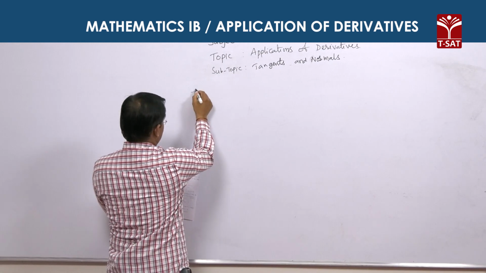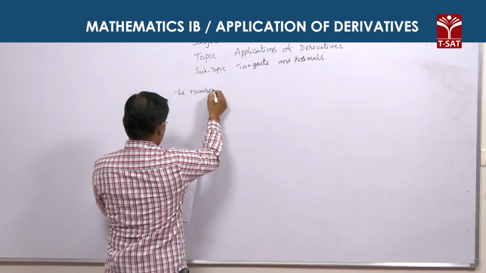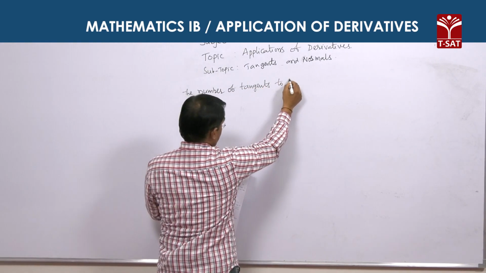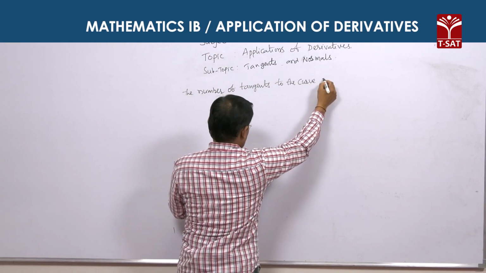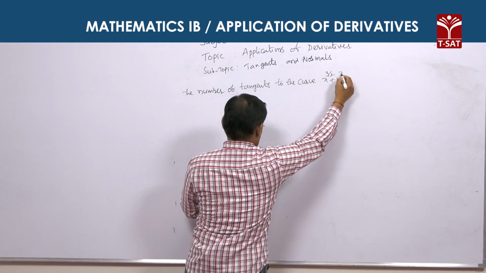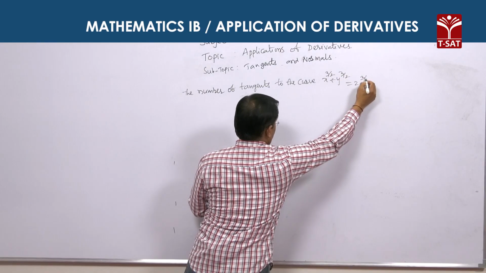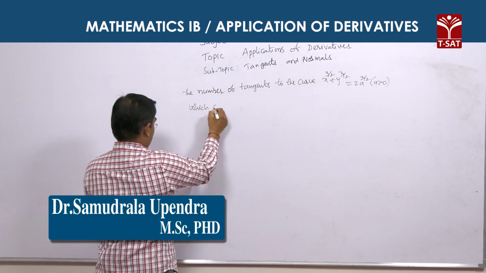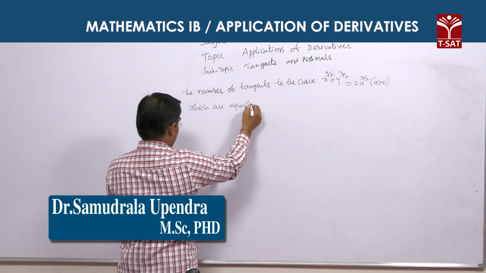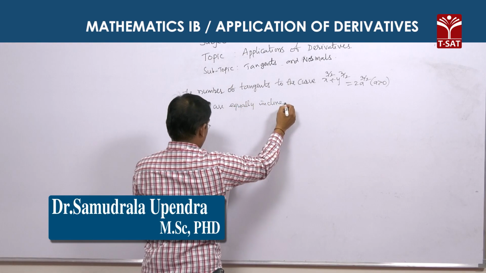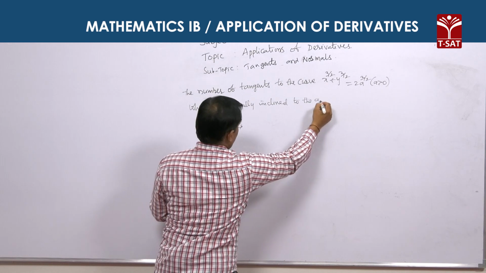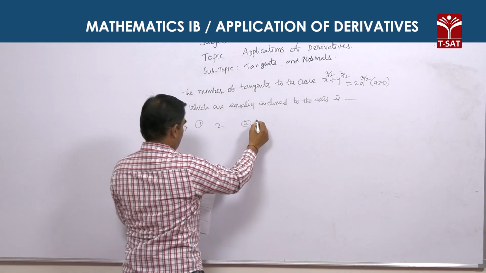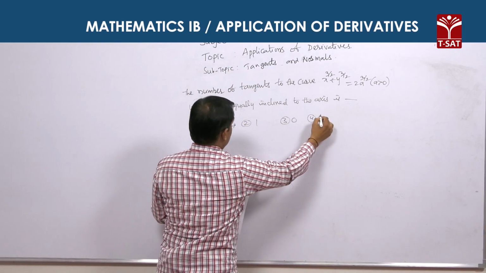The number of tangents to the curve x^(3/2) + y^(3/2) = 2a^(3/2), a is positive, which are equally inclined to the coordinate axis is dash. First response is 2, second response is 1, third response is 0, fourth response is 4.